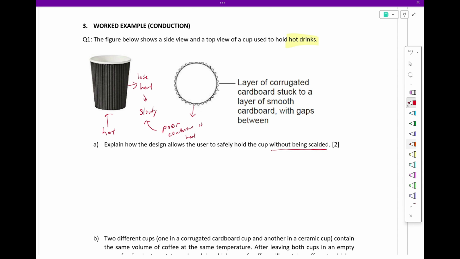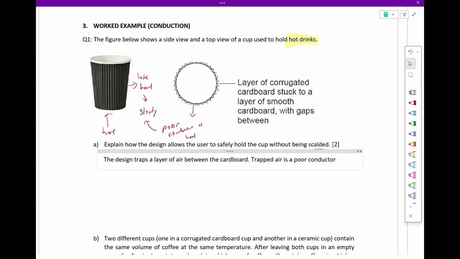So what makes this a poor conductor of heat? Okay, so number one, the design traps a layer of air between the cardboard. Trapped air is a poor conductor of heat.